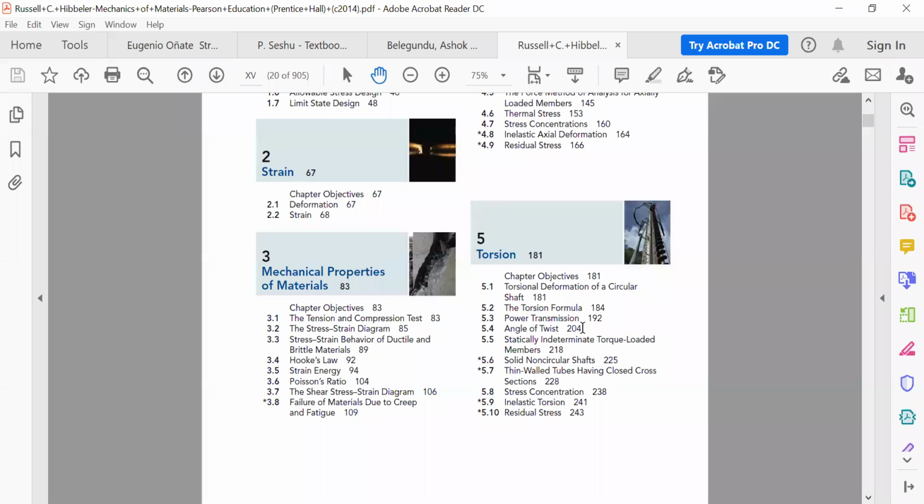And understanding the type of deformation a torsional load can cause in the machine element. Understanding the angle of twist, understanding the torsional formula, understanding the deformation of machine elements under torsion, and the failure of machine elements under torsion. So chapter number 5 is a completely different chapter from the first 4 chapters, in the sense that a different type of load is acting on the machine element.